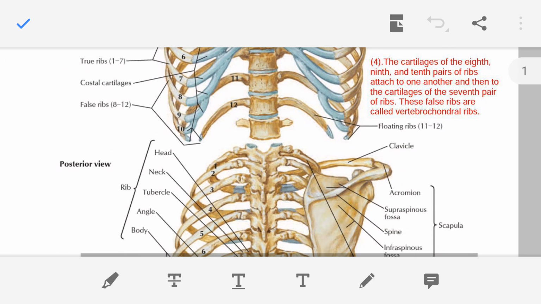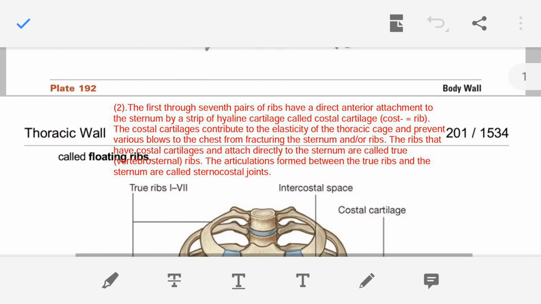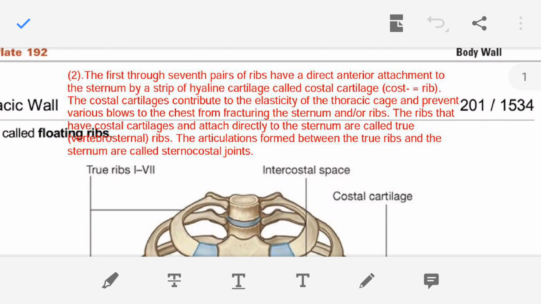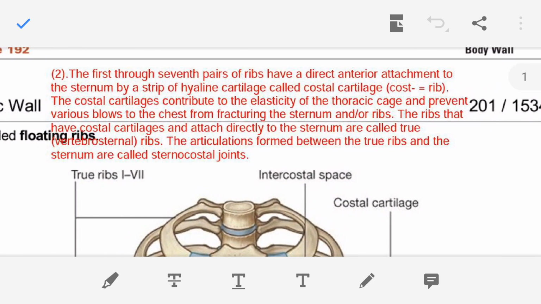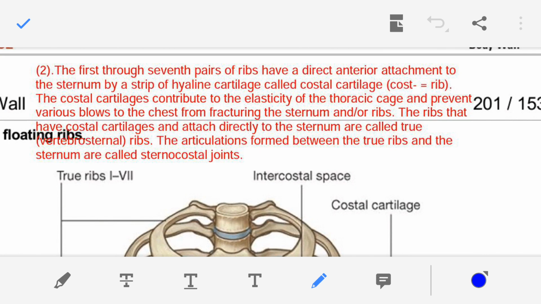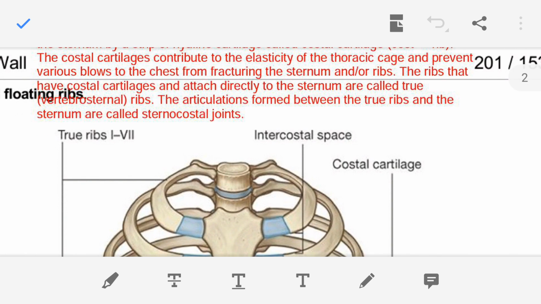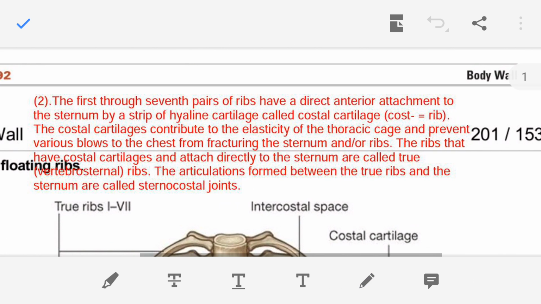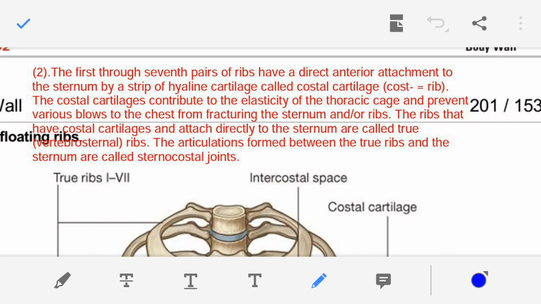Now moving on to the second point. This point is regarding the attachment of the ribs to the sternum. Over here, as you can see, ribs number 1 to 7 have a direct anterior attachment to the sternum.